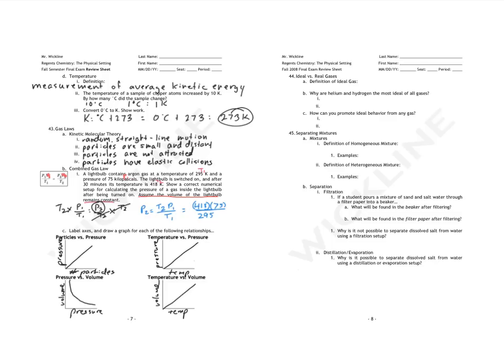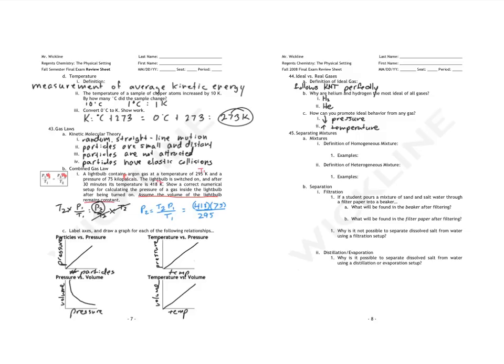Let's discuss ideal gases versus real gases. The definition of an ideal gas is one that follows the kinetic molecular theory perfectly. We don't really have ideal gases, but the 2 best gases for the kinetic molecular theory that we do have are hydrogen and helium. And if you wanted to promote the ideal behavior from any gas, what you would do is you would lower the pressure and increase the temperature.